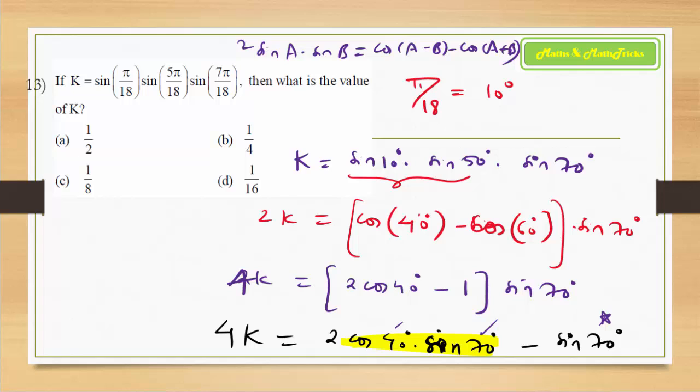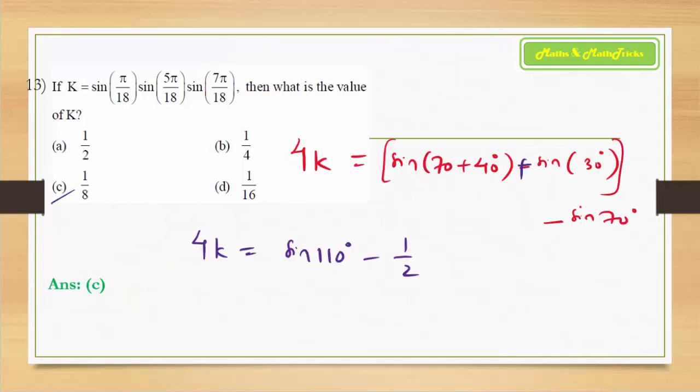I am taking this 2 sine 70 cos 40 as the formula of sine A plus B, 70 plus 40, plus, not minus, because I want to have 2 sine A cos B. So plus sine 70 minus 40. This formula I have applied here, students. So I'll get this plus half: sine A plus B plus sine A minus B, minus sine 70 degrees.